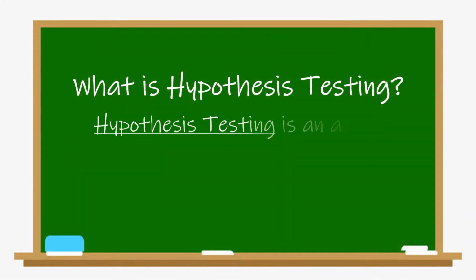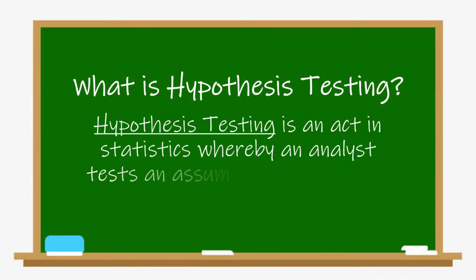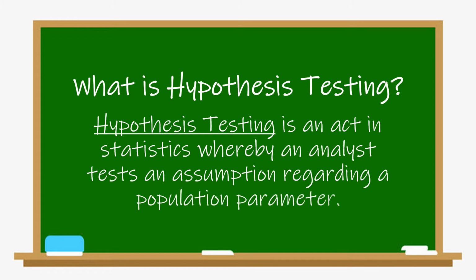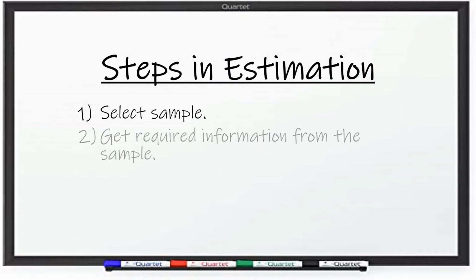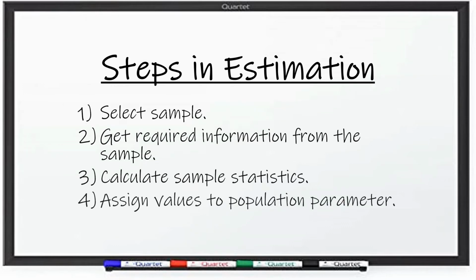In estimation, we don't just calculate and solve. Estimation has the following steps that we need to follow. Number 1, select a sample. Number 2, get required information from the sample. Number 3, calculate sample statistics. Number 4, assign values to the population parameter.